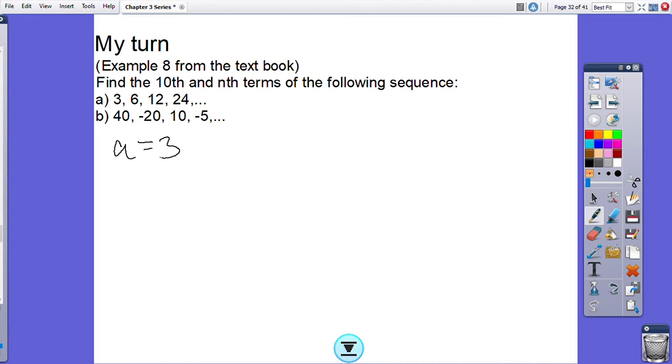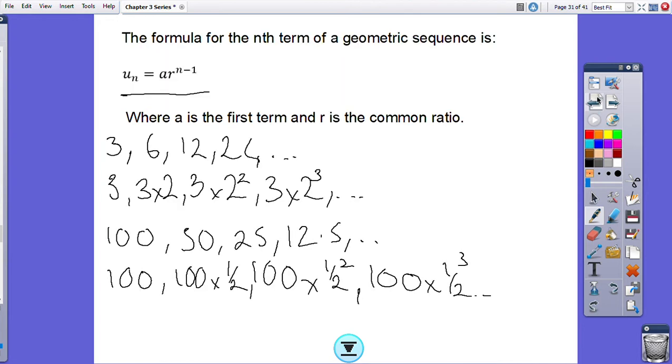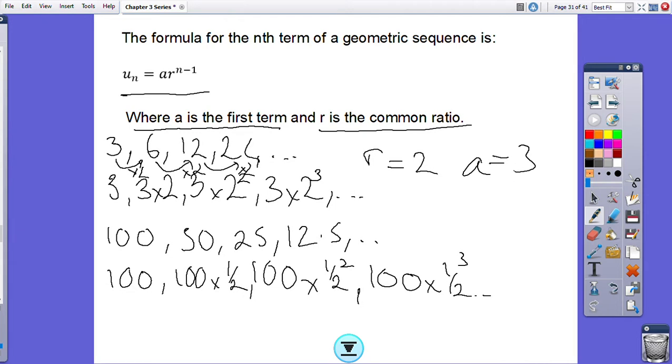Now the number that it goes up by, which is r, did I mention, by the way? I didn't mention previously that a is the first term and r is the common ratio. So r is the number that you multiply. So if we look at this one here, that's times by 2, times by 2, times by 2. So r here would be 2 and a would be 3. On this one, a would be 100, r would be equal to a half. Right, now that I've corrected my mistake, let's go back and have a look at this.